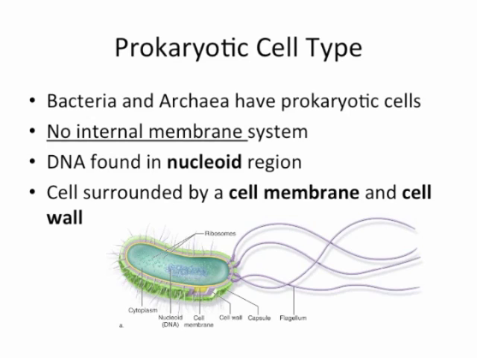So bacteria and archaea are both prokaryotes. The major thing that means is that they have no internal membrane system. So we're going to look a lot at the membrane system of a eukaryote. The only membrane found in a prokaryote is the membrane surrounding the outside of the cell, called the cell membrane. So the cell is surrounded by a cell membrane and cell wall.